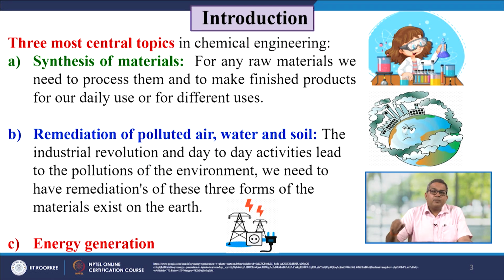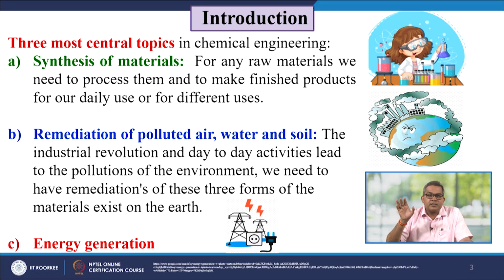Now, there are three central topics in chemical engineering, and they are equally applicable in polymeric systems. One is the synthesis of material. Any raw material we need to process to make the finished product for our commodity use, day-to-day use, or different industrial or specialized use. Once you have the raw material in a specified quantity and specification, there is a process, and this process converts the raw material into the useful product.